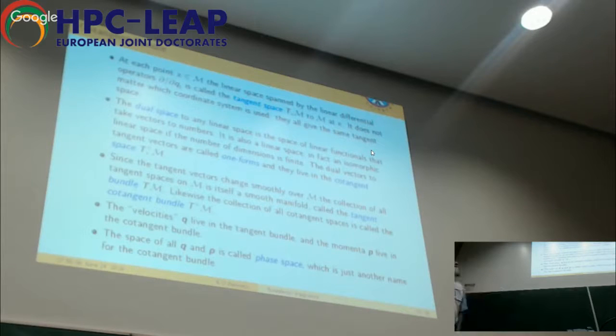Now, consider at a given point in the manifold a space spanned by linear differential operators d by dq. So q is locally a coordinate system. I can define the linear differential operator d by dqi, which I would think of as a vector pointing in the direction of the qi coordinate axis. You can think of it as something which moves the function an infinitesimal amount in that direction.